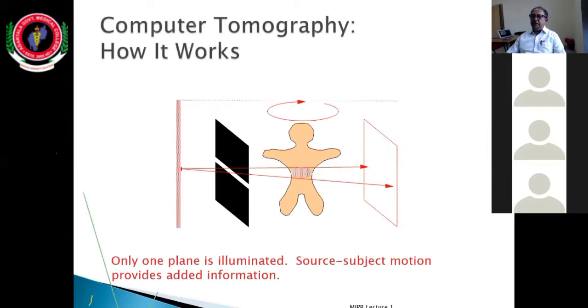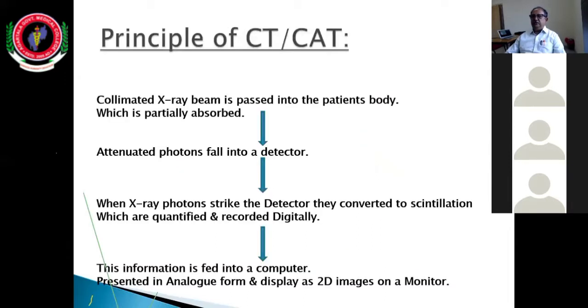When the collimated beam passes through the object, it falls over the detector. This is the X-ray tube, and this is the detector inside the gantry. When the collimated beam passes through the patient's body, it is partially absorbed by the patient, and the attenuated photons fall over the detector.